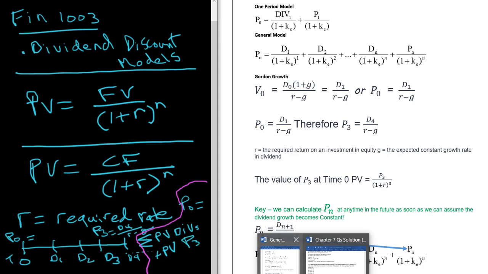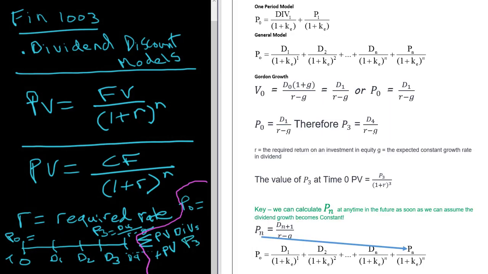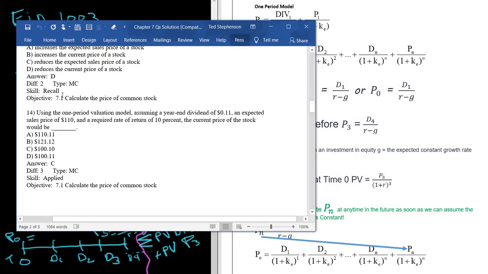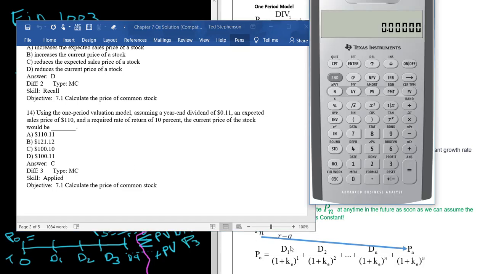And recall the practice question for that was this one here, where using the one period valuation model, assuming a year-end dividend of 11 cents, an expected sale price of $110, and a required rate of return of 10%, the current stock price would be what? And it's giving you the multiple choice questions. And here I brought up the solution, and the solution is in Blackboard. Let's just bring up the calculator and show how we do it.